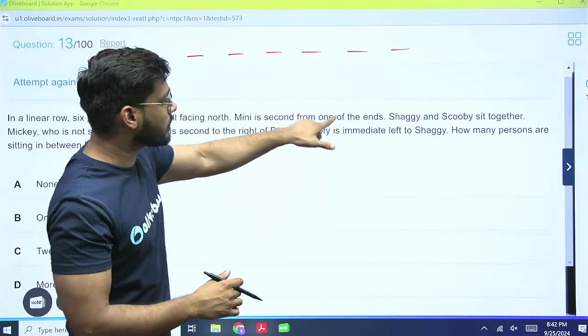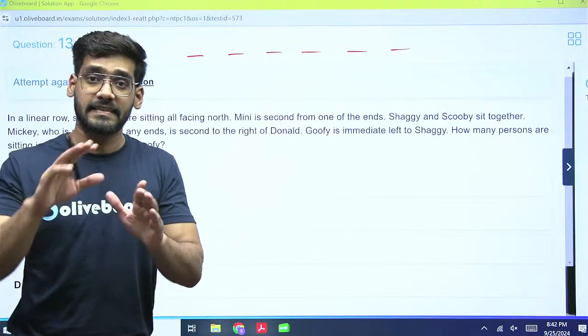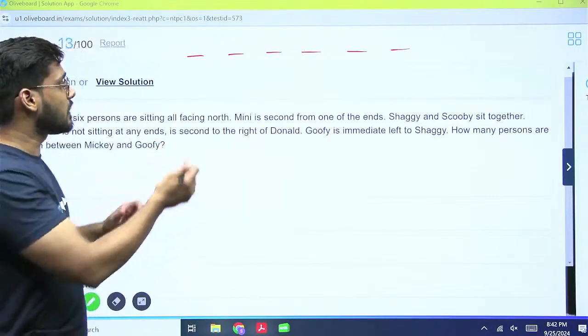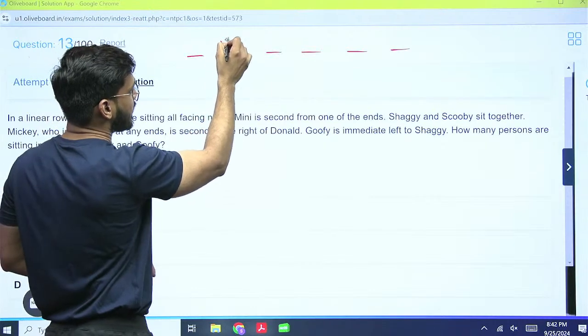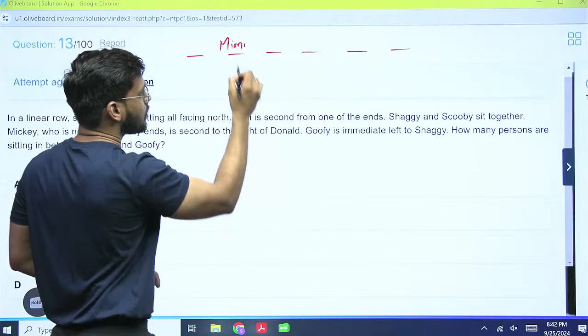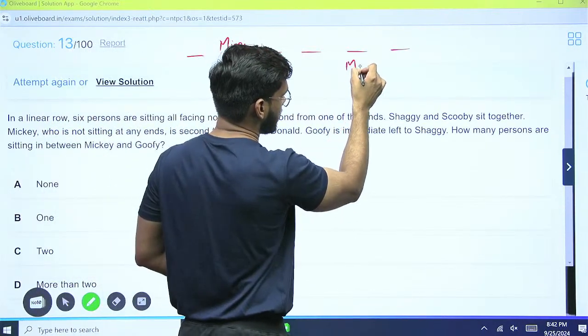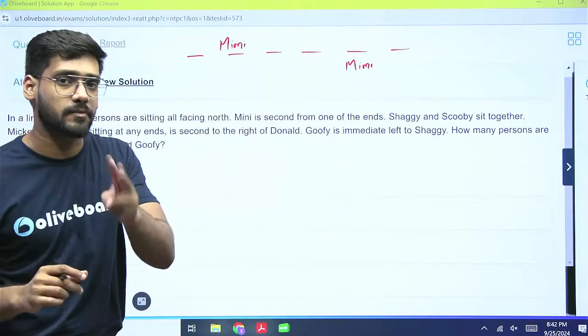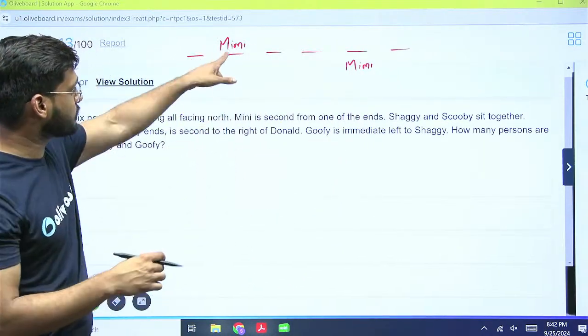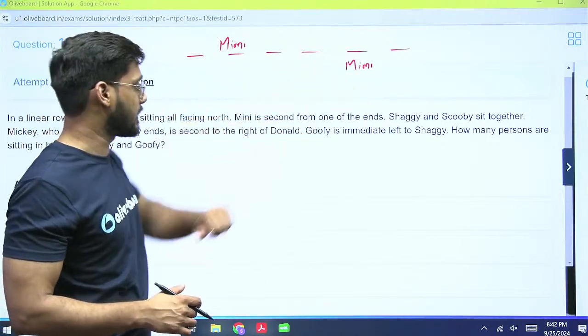Mimi is second from one of the ends. One of the ends, either from the left end or from the right end. So Mimi can come over here, or Mimi can come over here as well. Mimi is second from one of the ends, so there are two possible cases of fixing Mimi, from the left end or from the right end.